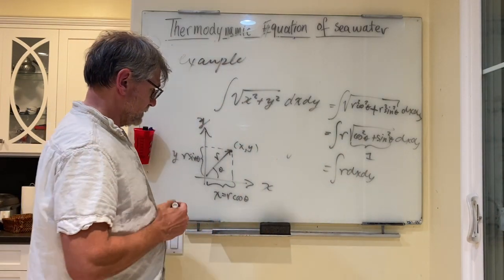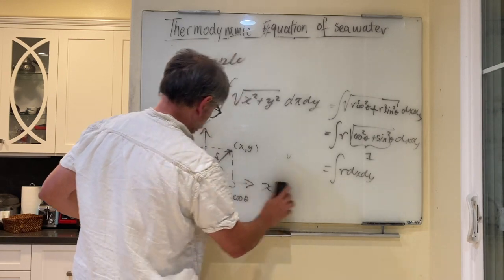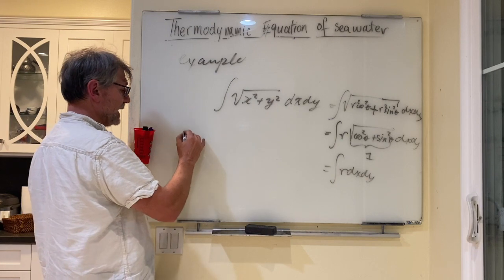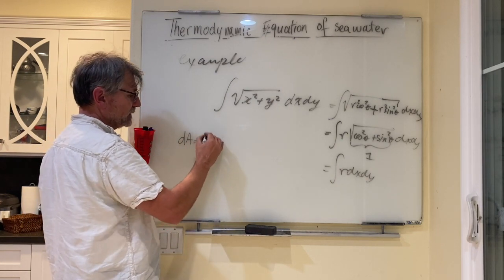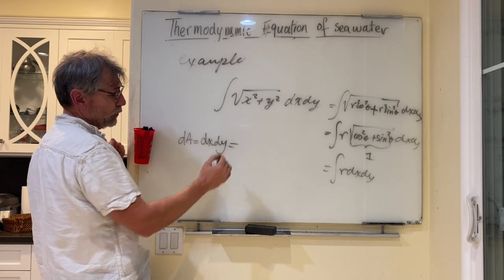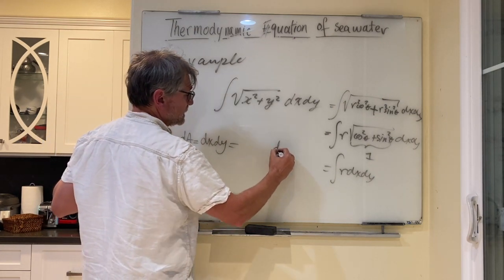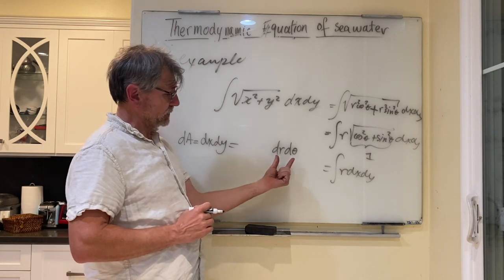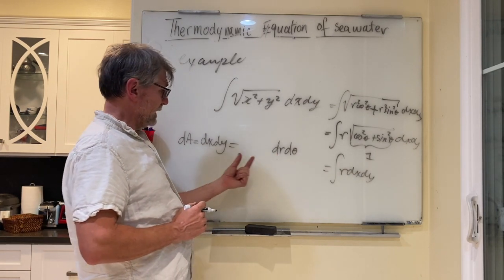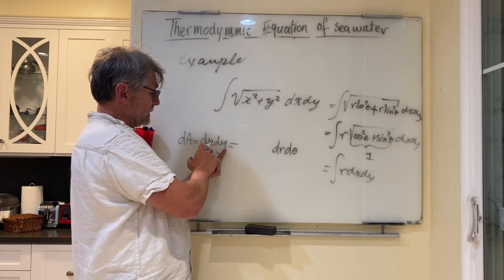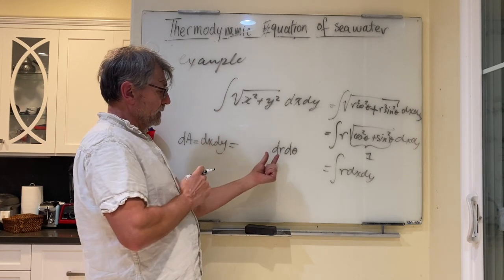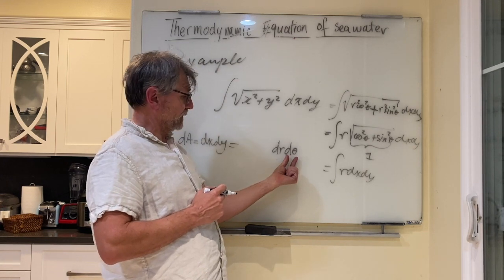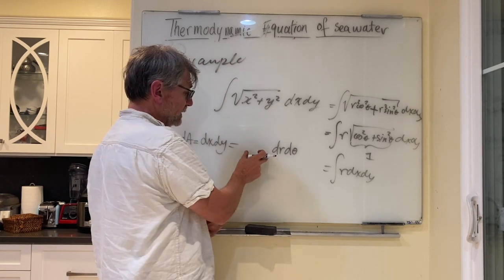And the formula to change variables is that d area in Cartesian is dx dy, and in polar it's going to be something times dr d theta. And you should see that it's not just going to be dr d theta, because they have different dimensions. x is length, y is length, so this is an area. r has units of length, but theta is dimensionless, and so this is just a length. So we need a scaling factor out front.